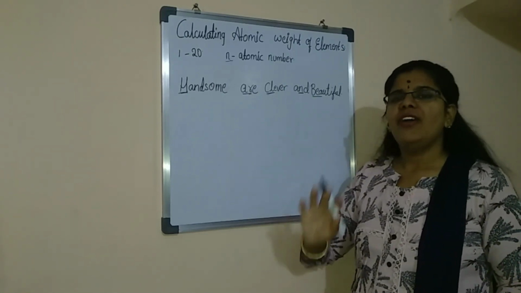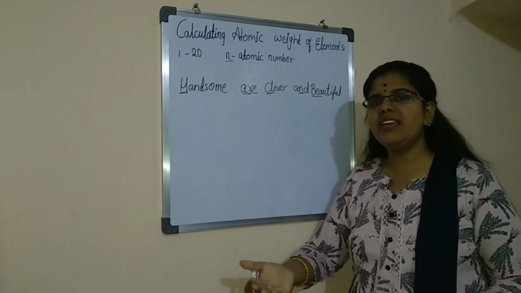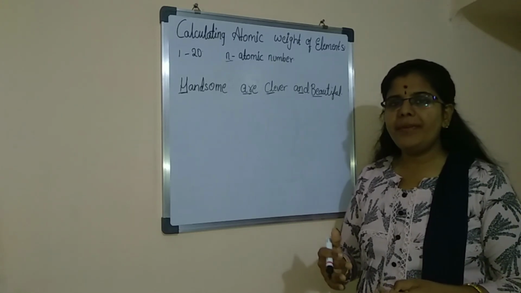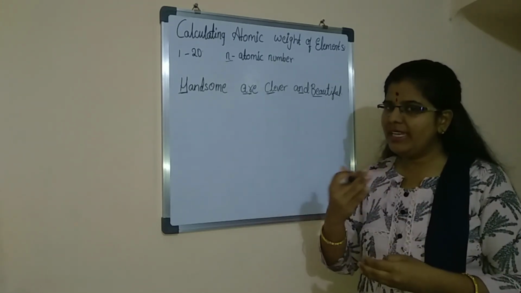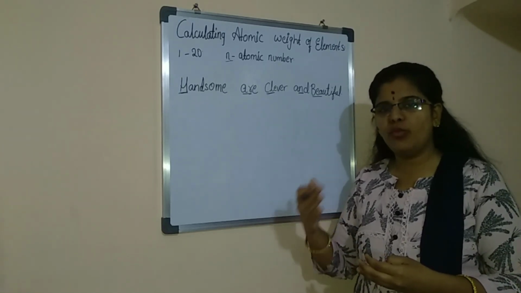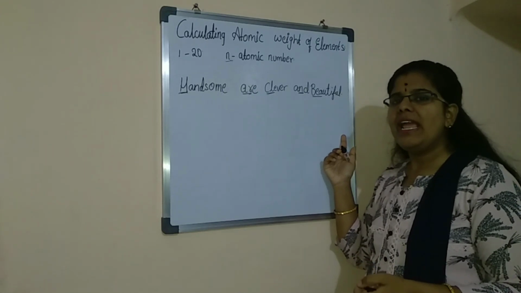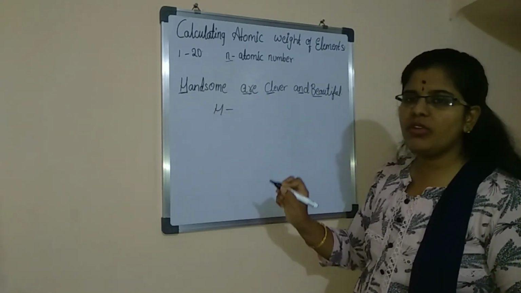So remember, for even numbers it is 2n, meaning you have to double the atomic number, and for odd numbers it is 2n plus 1, that is, you have to double the atomic number and add 1. So within 1 to 20 elements we have 5 exceptional elements. Then what are their atomic weights? I will give it to you clearly.